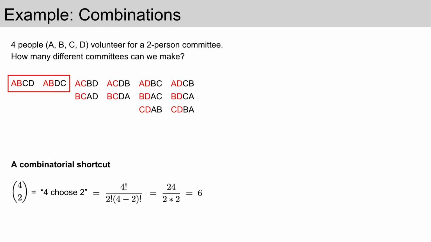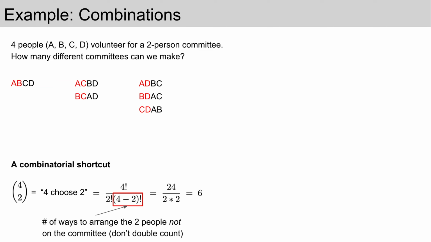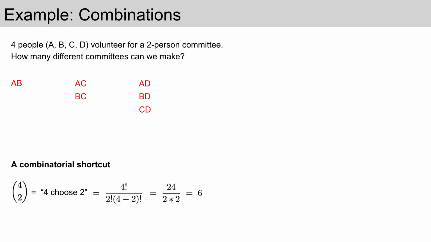To get rid of these, we can count up how many ways that we can rearrange the 4 minus 2 letters that we don't want to use in our final word. Here that number is 2. We can rearrange the last 2 letters C and D as CD or DC. Dividing by this factor eliminates the double counts. And focusing just on the first 2 letters again gives us our 6 official words.